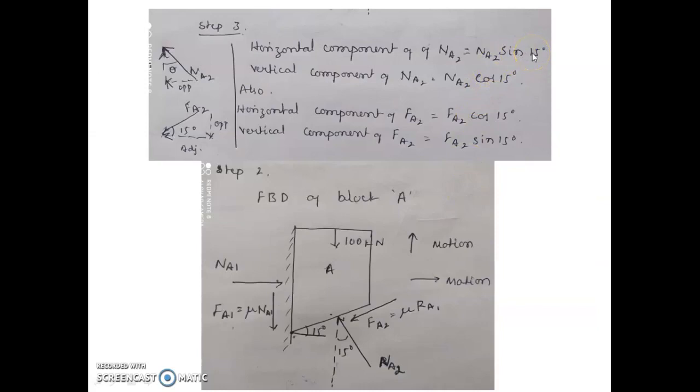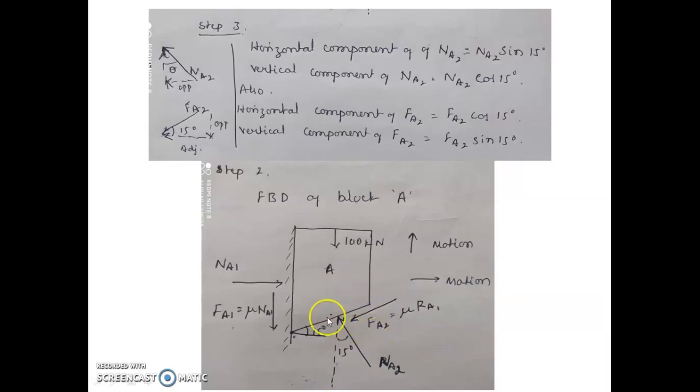Na2 sine 15 degrees. Vertical component will obviously be Na2 cos 15 degrees. Here you can see the free body diagram I have shown. I resolve this into the horizontal component, and I resolve it into the vertical component as well. Also, in this case the frictional force is inclined.